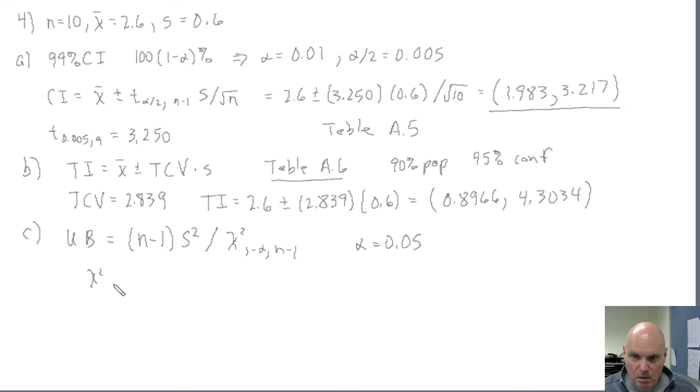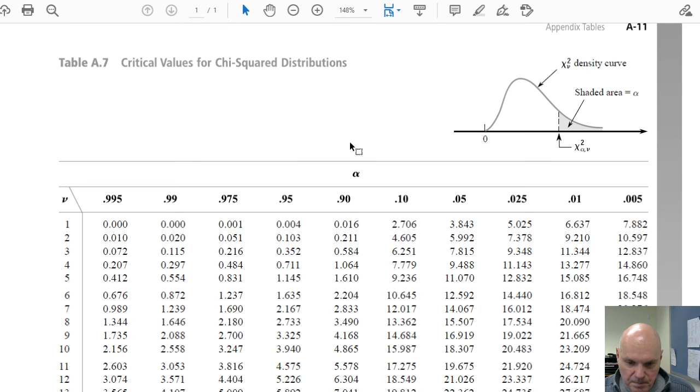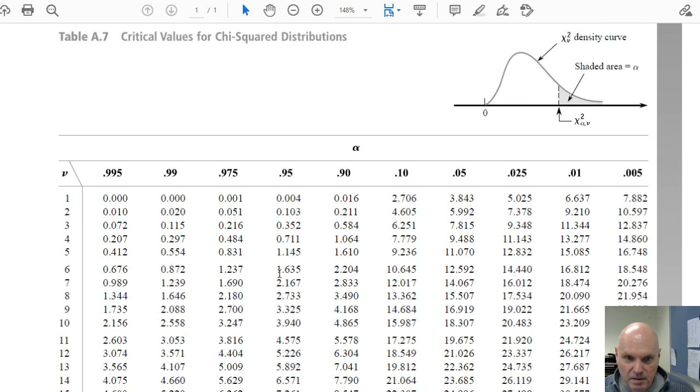So we're interested in chi-squared. 1 minus alpha is going to be 0.95, and then n minus 1 is equal to 9. So these are in table A7. So I think I've got that here as well. So here are alpha values across the top. We want the 0.95 case and then n equal to 9. So that's a 3.325 value from this table.